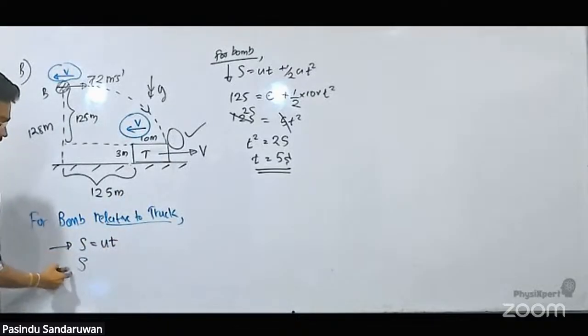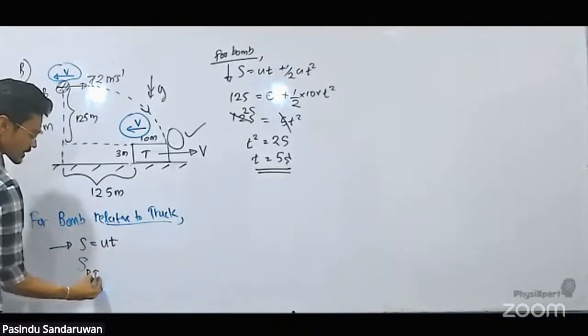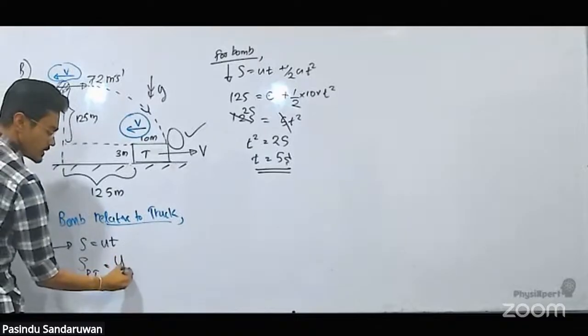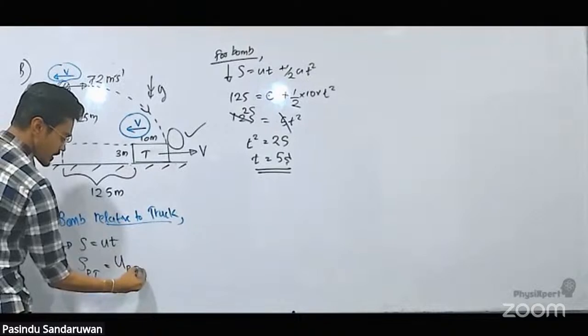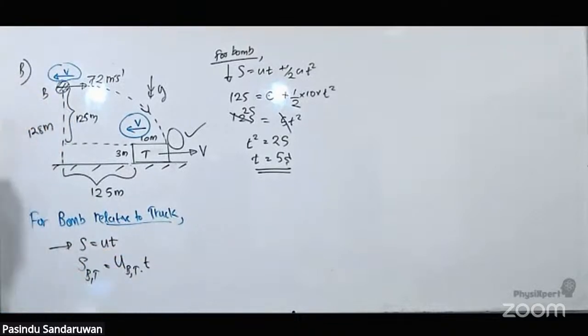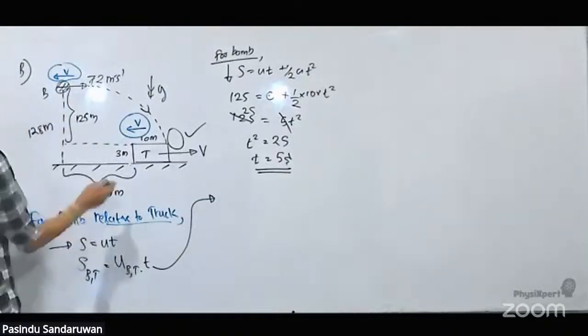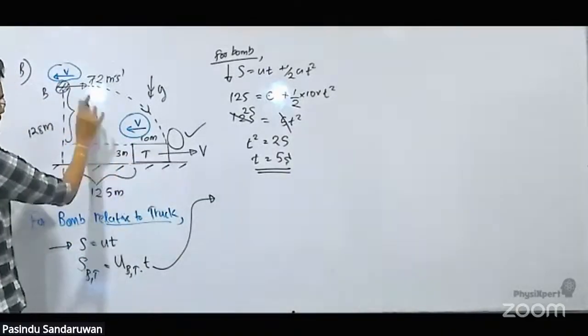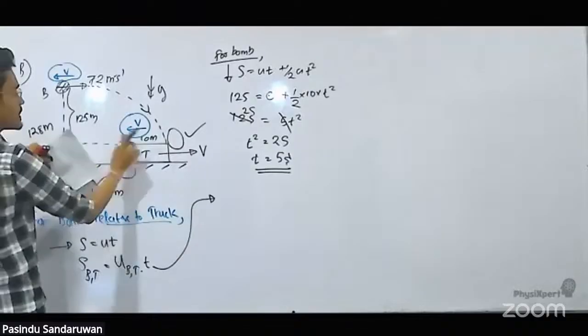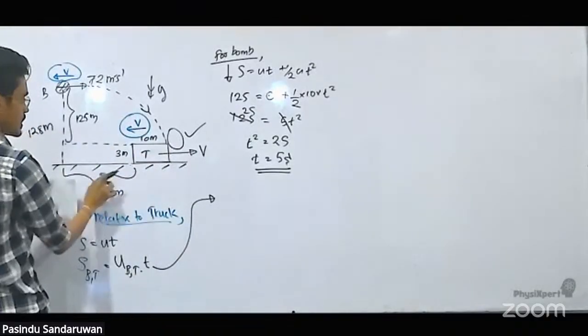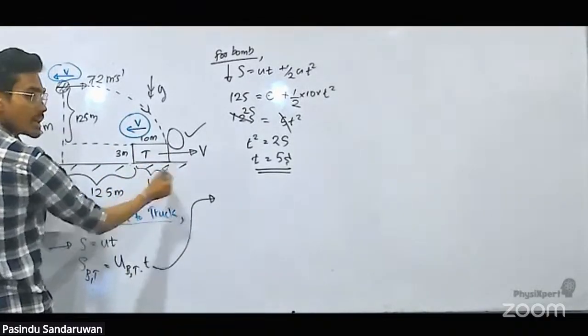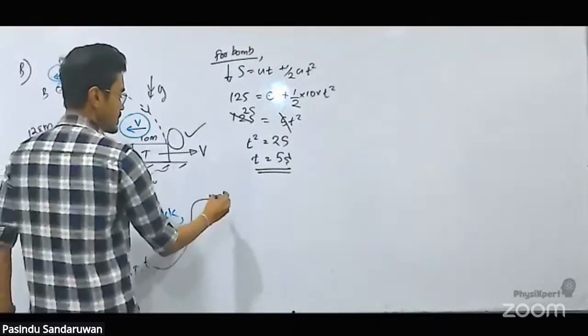Then displacement of bomb relative to truck, S_BT, equals u, the initial velocity of bomb with respect to truck, into time. Time is independent. Time is not a relative quantity. Right? Now, this is the equation. No? Displacement of bomb with respect to truck. If the truck is at rest, displacement of the bomb should be from here to here. 125 plus this 135. Right? Then 135.